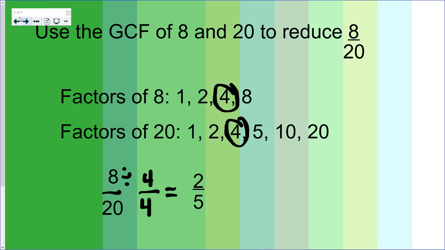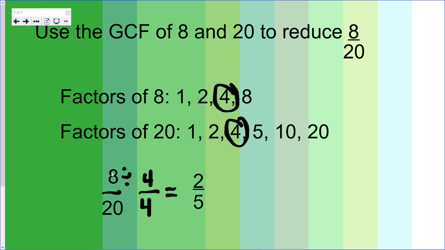Okay, when we look at this question, it says use the greatest common factor of 8 and 20 to reduce 8/20ths. So I wrote out the factors of 8 being 1, 2, 4, and 8. 1 times 8 is 8, 2 times 4 is 8, and then the factors of 20. 1 times 20 is 20, 2 times 10 is 20, 4 times 5 is 20. And when I look at the numbers, the one they have in common is the 4.